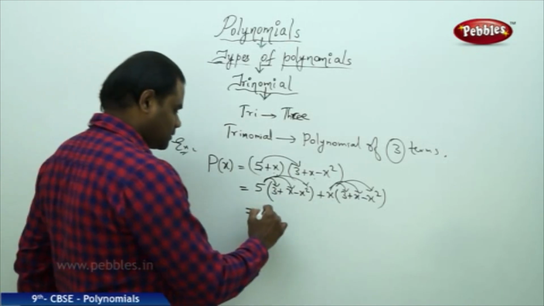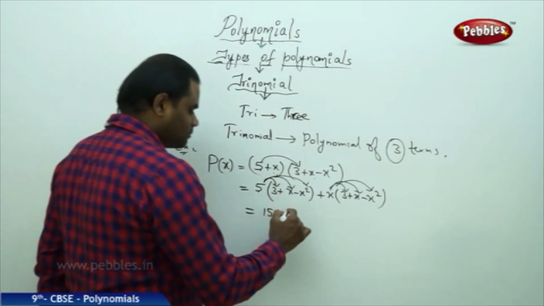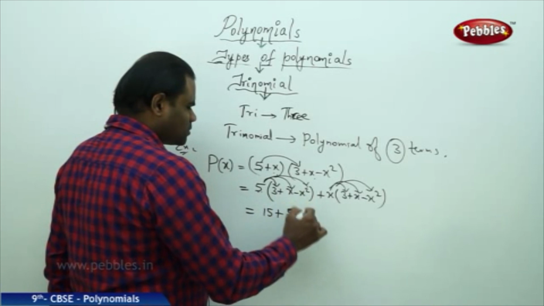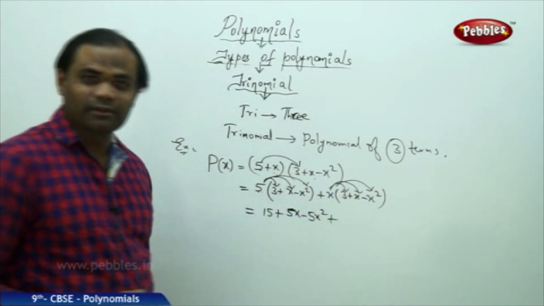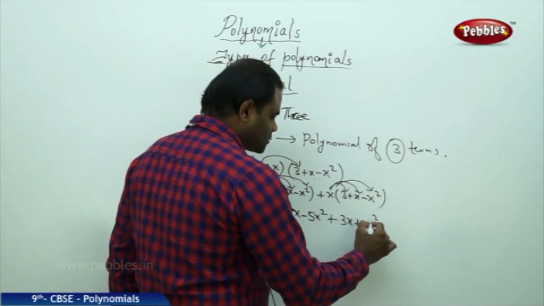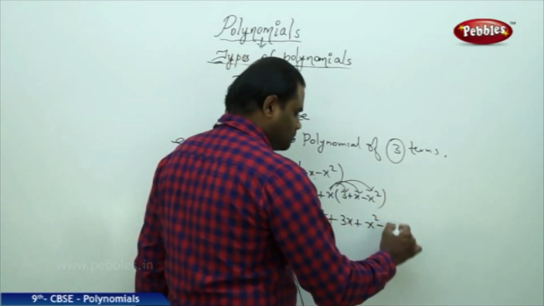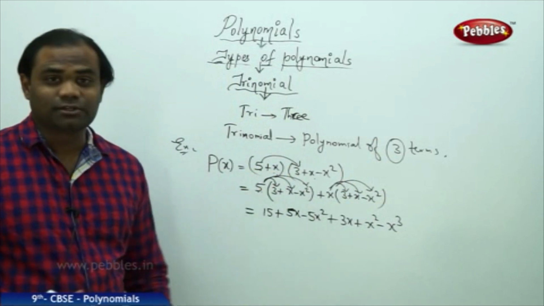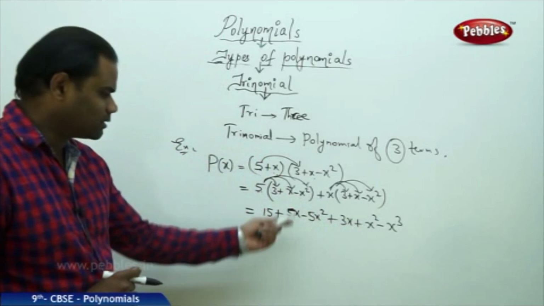5 times 3 first, which is 15, then 5 times of x for the second term being 5x, and then 5 times of x square, which is 5x square, then x times of 3, which is 3x, and x times of x, which is x square, and x times of x square, which is x cubed. This is how we understand the multiplication of each of the terms when expanded through the brackets. Let's try to further simplify this.